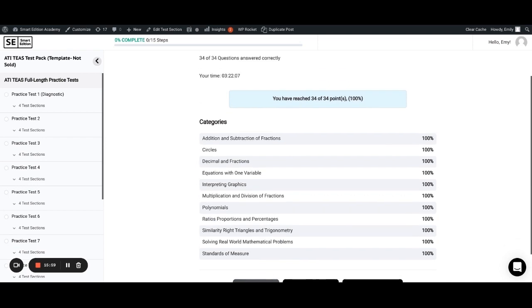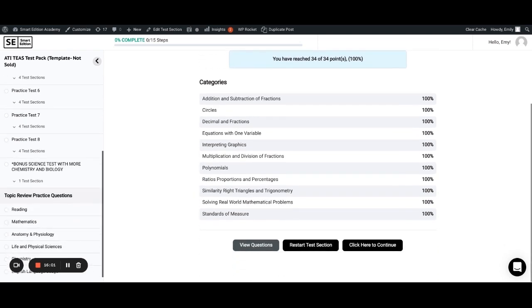And what you're seeing here on the left-hand side of the screen is just some of the practice tests. And then, like I said, we have practice test questions that we have divided by topic. So if I wanted to answer 50 questions all about polynomials, I would be able to do that inside of the TEAS online course.